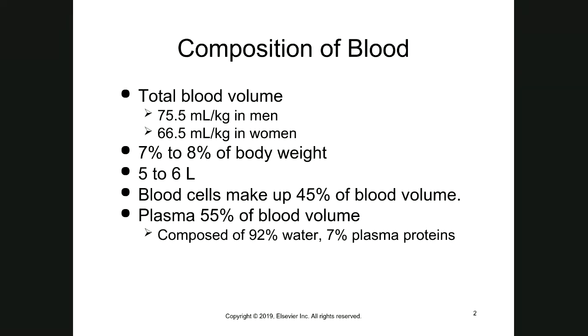All right, composition of the blood, total volume: 75.5 ml for every kilogram of weight in the gentlemen and 66.5 in the ladies. Obviously, 7 to 8% of your body weight, and that represents 5 to 6 liters of blood. And obviously, in your body, somebody can tell me how many gallons of blood is that?